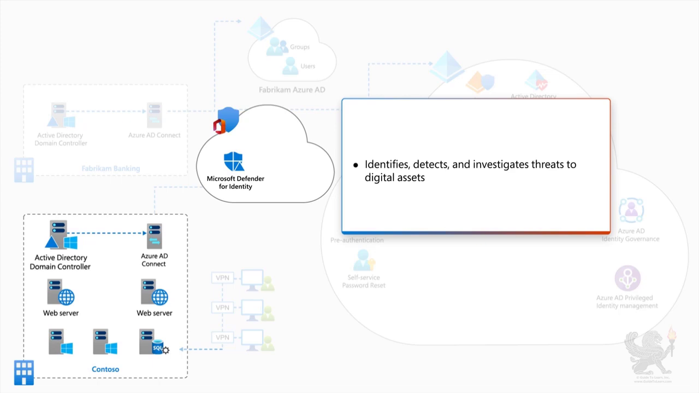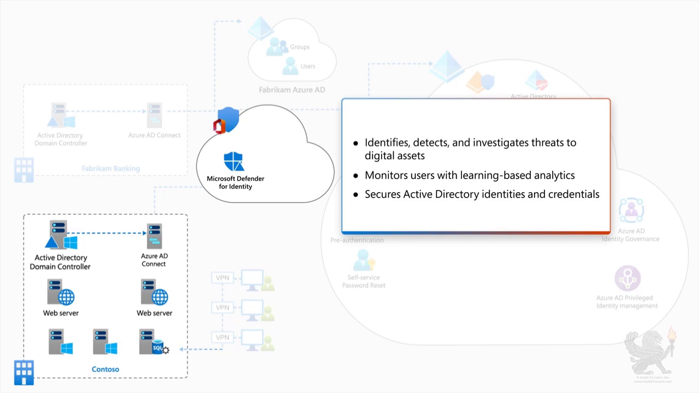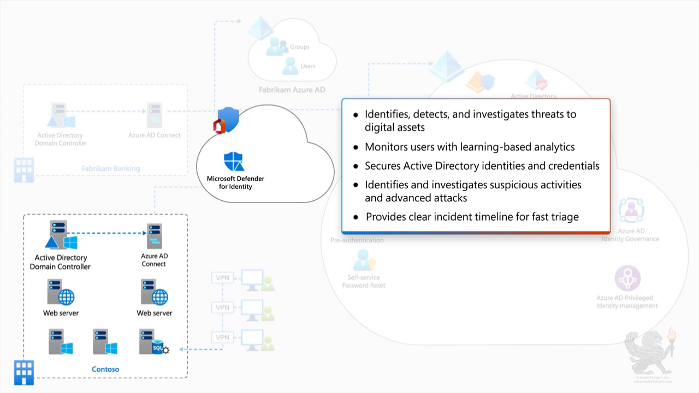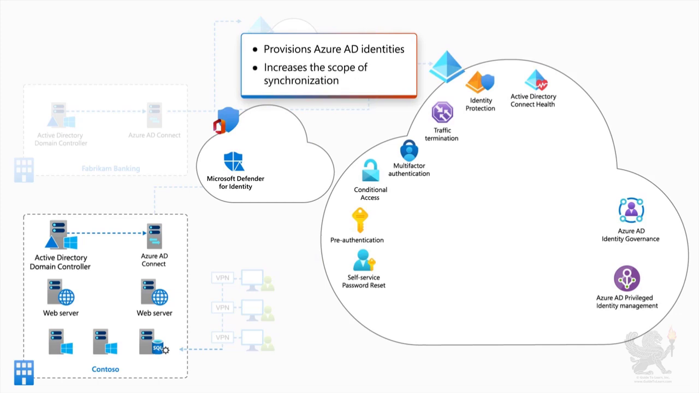Defender for Identity will help Contoso's security operations team to monitor users, entity behavior, and activities with learning-based analytics, protect user identities and credentials stored in Active Directory, identify and investigate suspicious user activities and advanced attacks throughout the kill chain, and provide clear incident information on a simple timeline for fast triage. With the relevant security services in place, Contoso provisions Azure AD identities by increasing the scope of synchronization of the Azure AD Connect to include Active Directory users and groups.